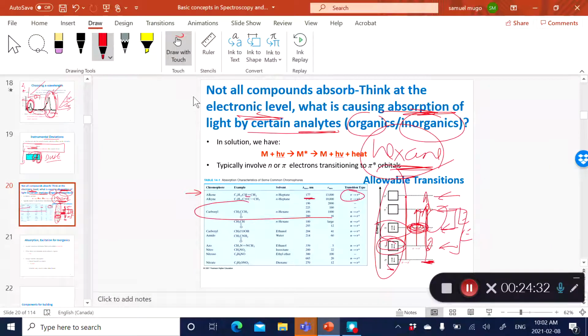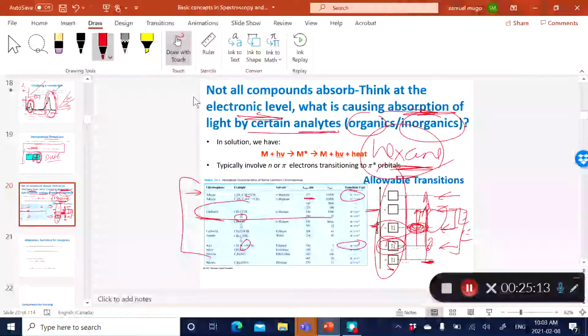Again, with the carbonyl compounds, they've got non-bonding electrons. Oxygen has a lone pair of electrons, so it's very easy to cause that transition from non-bonding electrons to the pi star, meaning almost all carbonyl compounds absorb radiation. They are good candidates to use for absorption spectroscopy. Take a look at something like the azo compounds. Again, nitrogen has a lone pair of electrons, so that transition from non-bonding to the pi star is possible, and it's very easy to cause light to be absorbed.